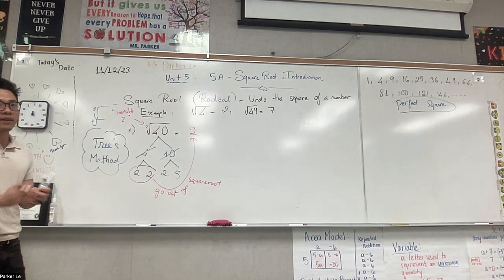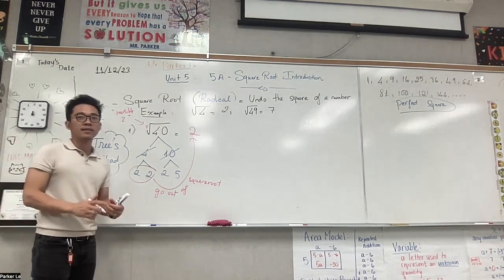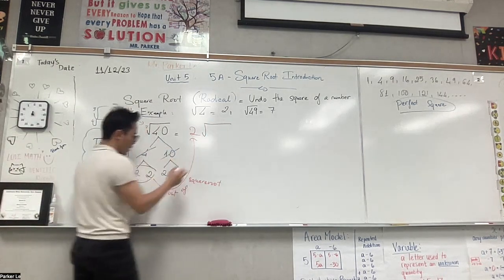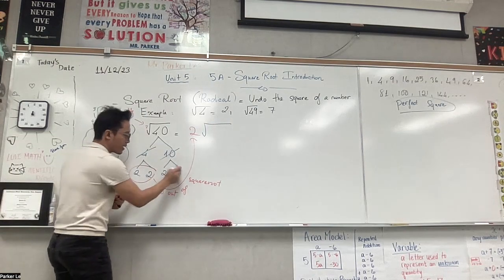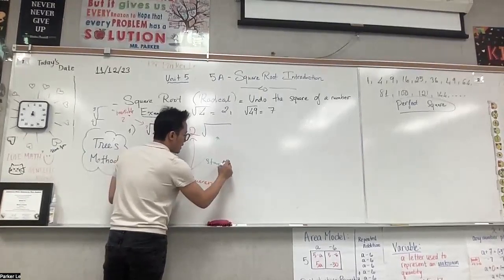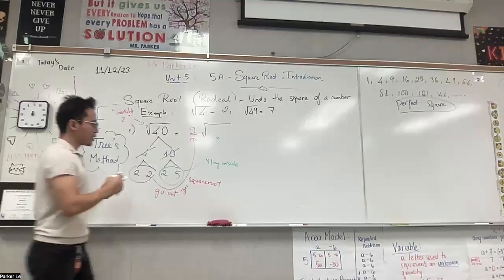Whatever you have left, whatever doesn't have the same number, doesn't have another friend, is going to stay inside the square root. Very good. What numbers stay inside? We have 2 and 5. Okay, so these are going to stay inside. So 2 and 5.